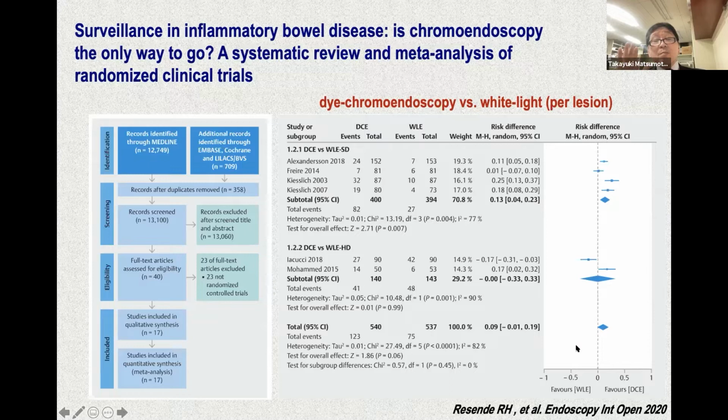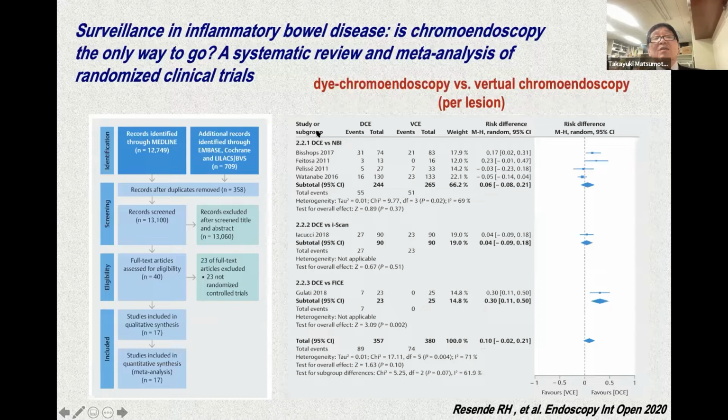But please be sure that the contribution is very marginal as to the dichroma endoscopy. This is another meta-analysis comparing the diagnostic value of dichroma endoscopy and virtual colonoscopy. And this slide includes clinical trials performed by Professor Bishops.